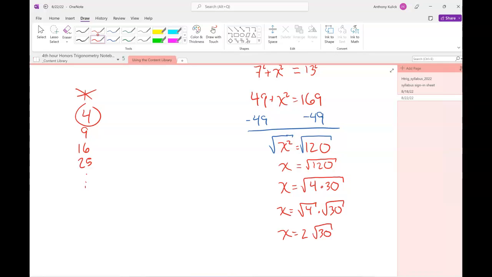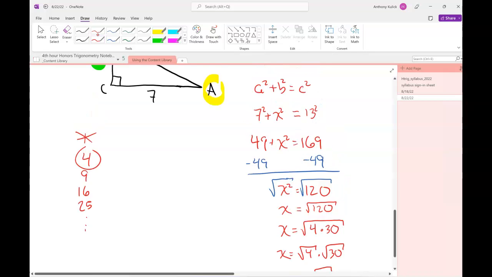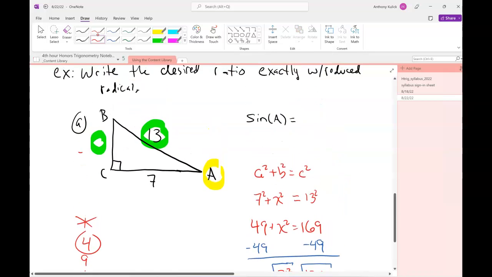The question wasn't finding that opposite side. It was writing the ratio for sine. So here I would say this is 2 square root 30 over 13. And what should I check before I say I'm finished? To see if I could reduce anything. Excellent. Is there anything to reduce here? No, right? Because the 2 and the 13 are relatively prime.